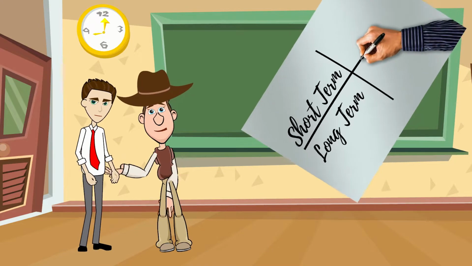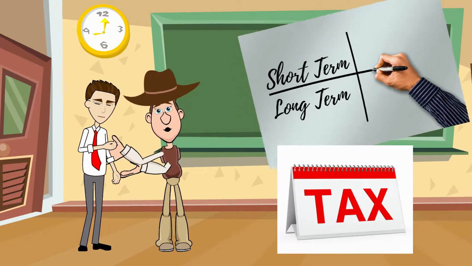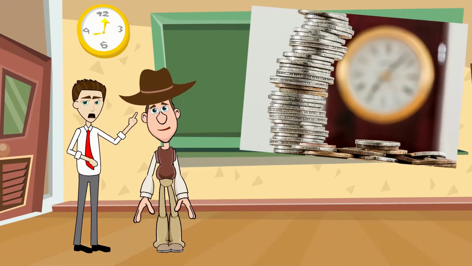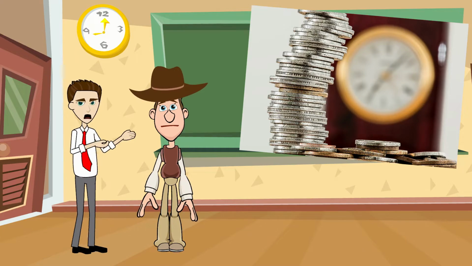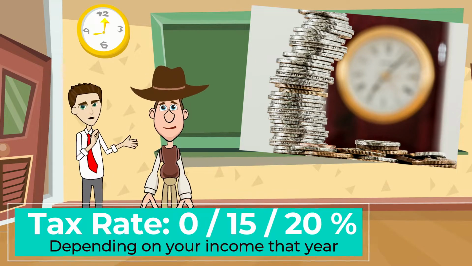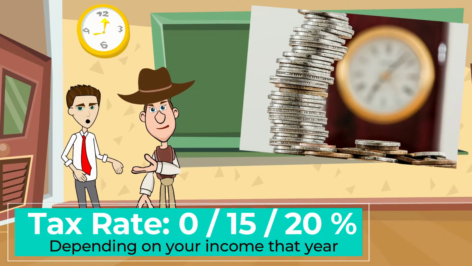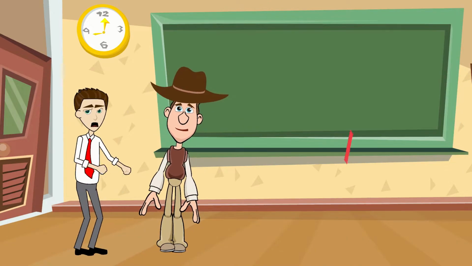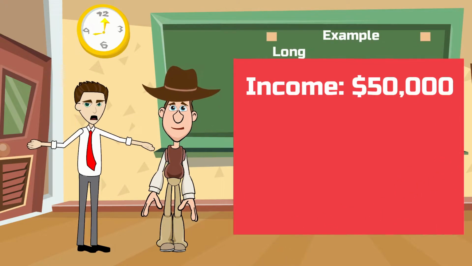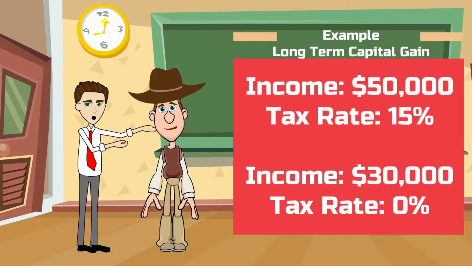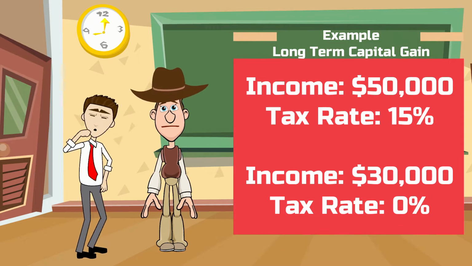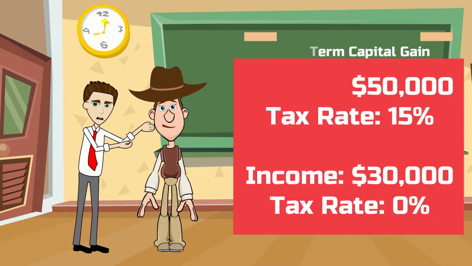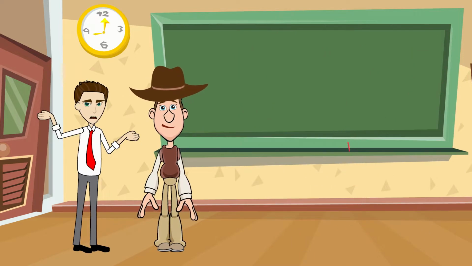What are long and short-term capital gains, and how are they taxed? Long-term capital gains is for investments that are held for over a year before they are sold. The profit from the sale of these investments can be taxed at 0, 15, or 20%, depending on your income that year. For example, in 2020, someone whose income is $50,000 would pay 15% tax on long-term capital gains, but the capital gains tax would be 0% for someone whose income is $30,000.